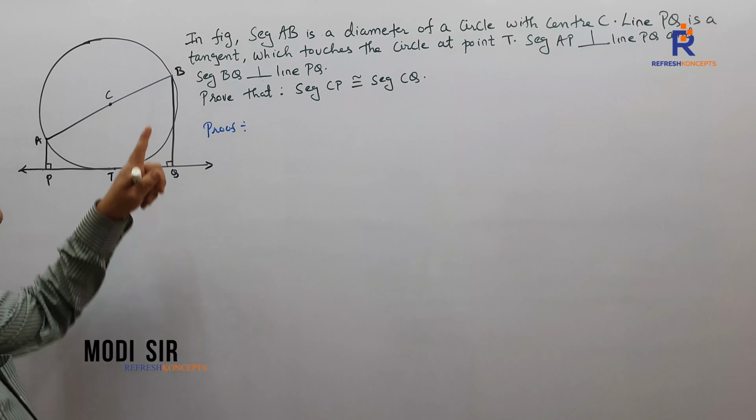We don't have CP. We don't have CQ. So we need to go for some kind of construction. Let's join C to P. Let's join C to Q. Apart from these two, there is one more. Join C to the point of contact, CT, so that this is also 90.